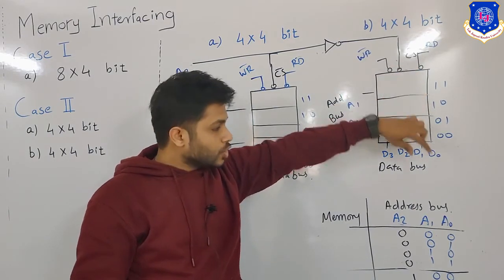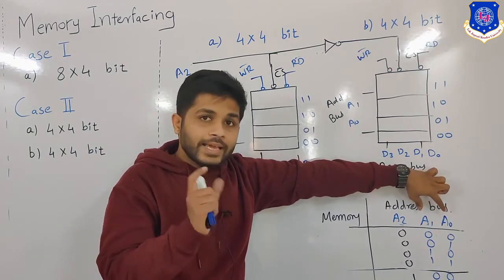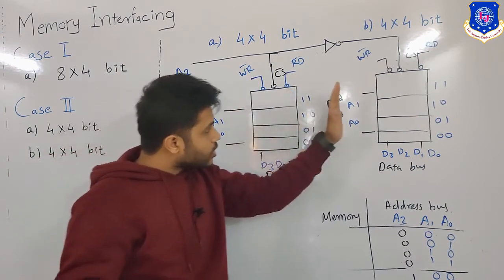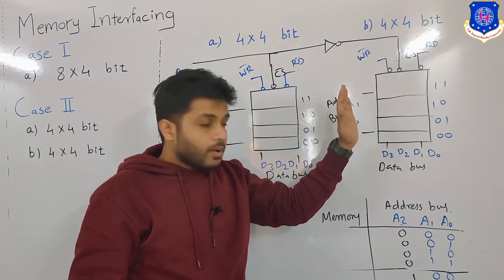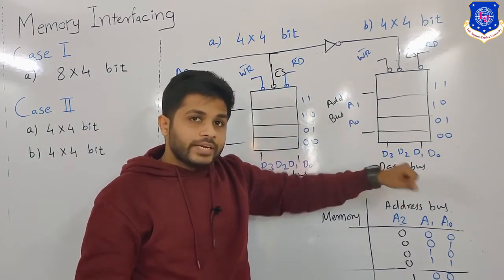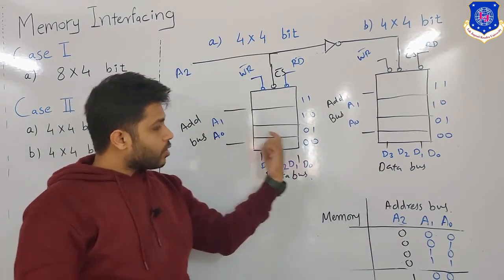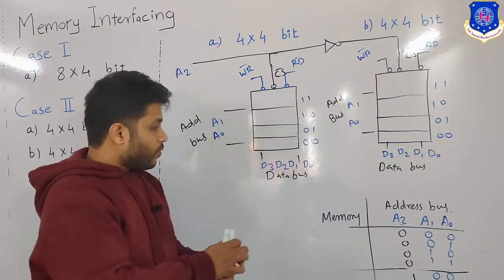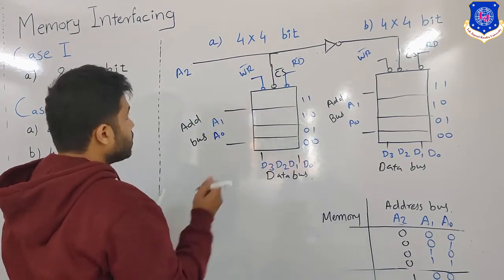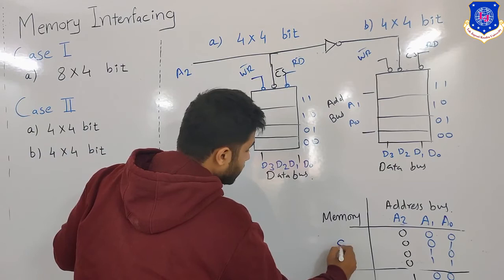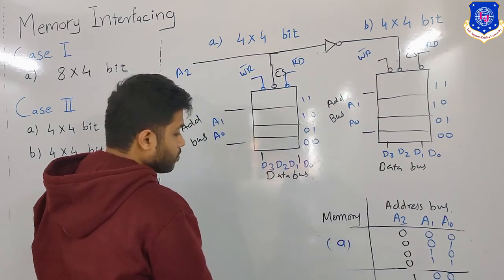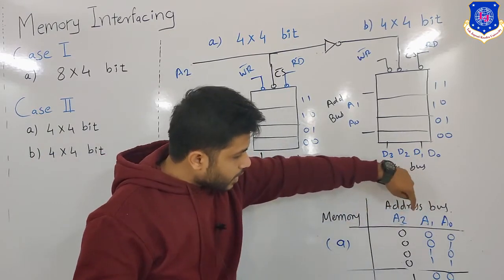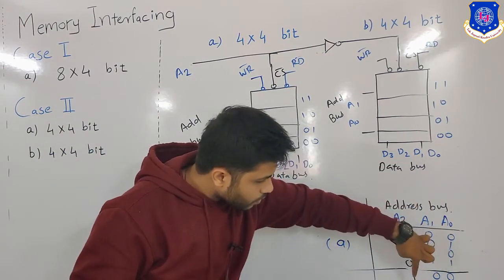Are you getting it? So if we consider only A0 and A1, 0, 0 is arriving here and 0, 0 is also arriving here. But because the value of A2 is 0, at a time only one location is selected. Are you getting it? So when the value of A2 is 0, it means that memory A will be selected. What will happen if we send A0, A1 and A2 as 1, 0, 1?